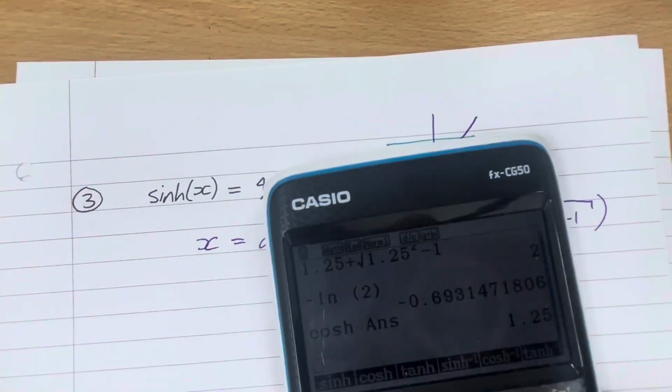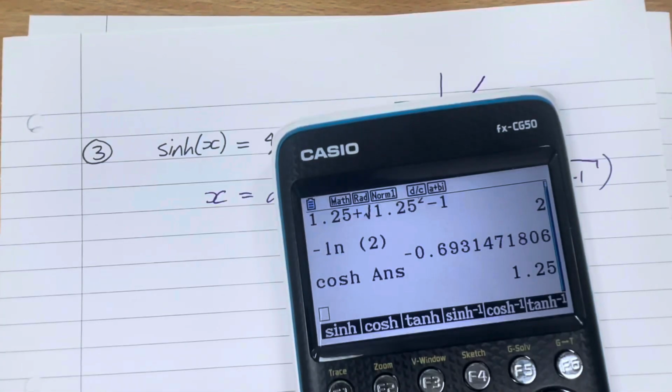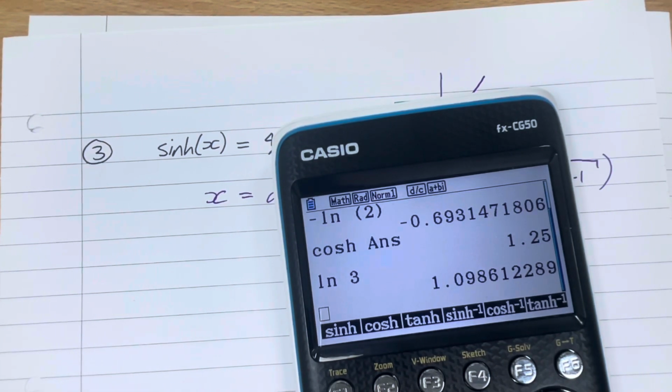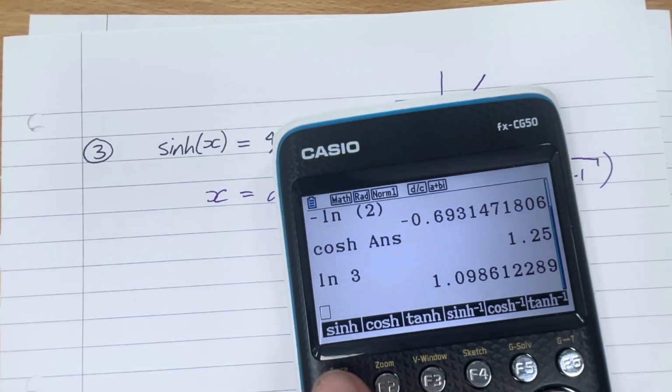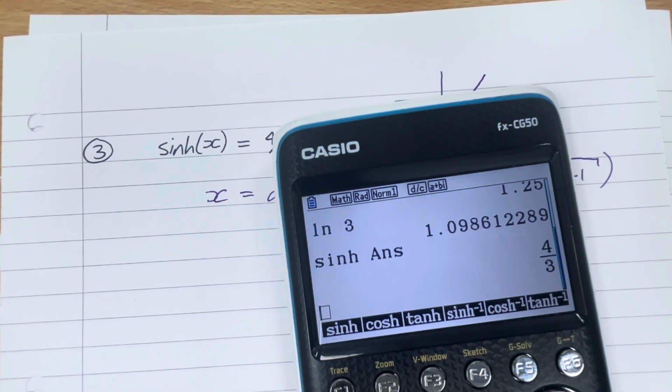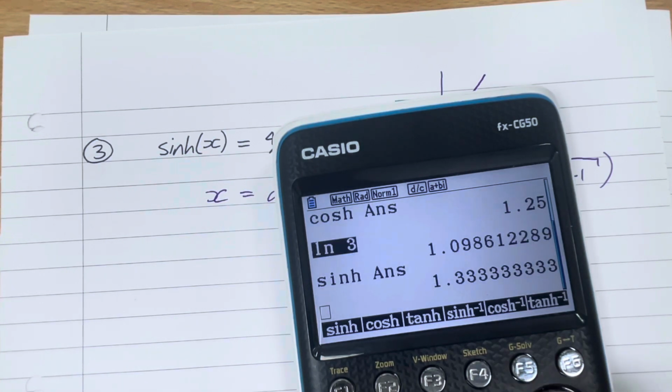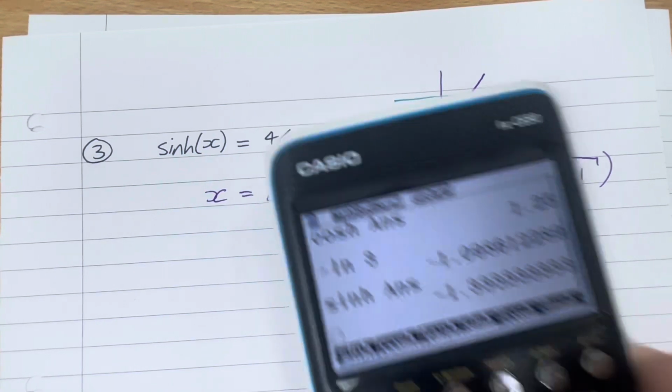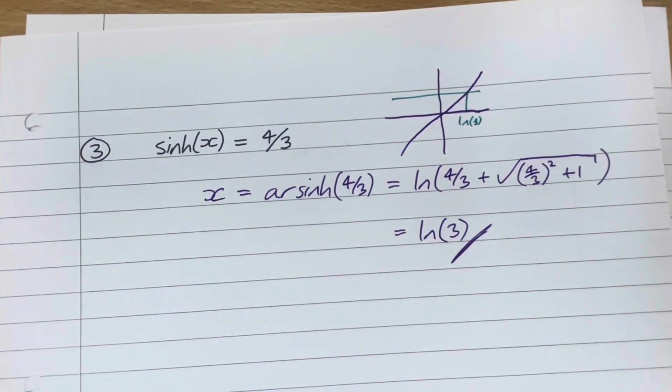And again, we can check that by running it back through the calculator. So the natural log of 3, let's store that in my calculator. And now I want to do the sinh of that number. And there we go, 4/3 comes out as my answer. If I change the sign of the input, that's going to change the sign of the output. So therefore, negative log 3 is not a solution to this equation. So log 3 is the only solution.